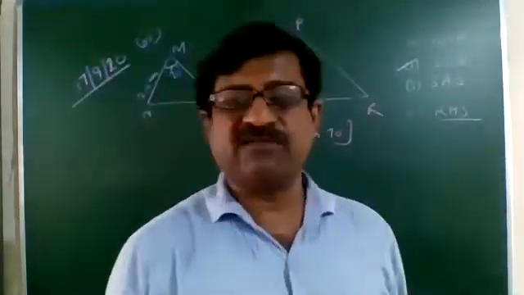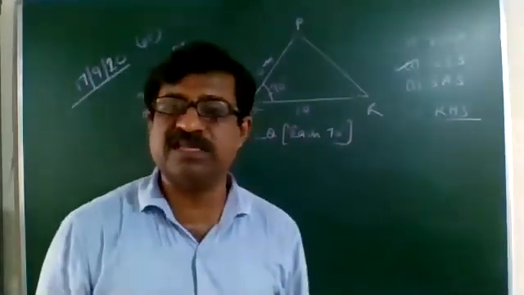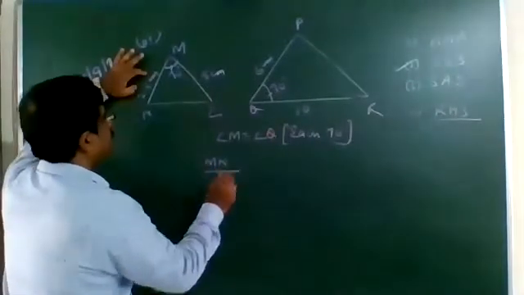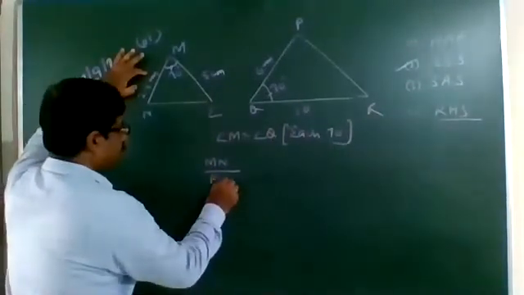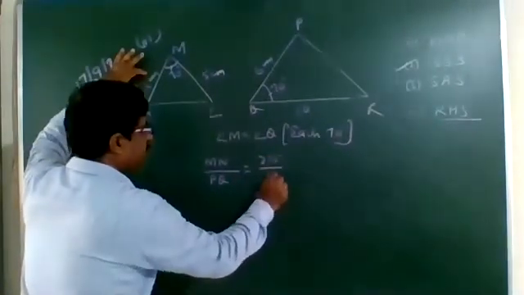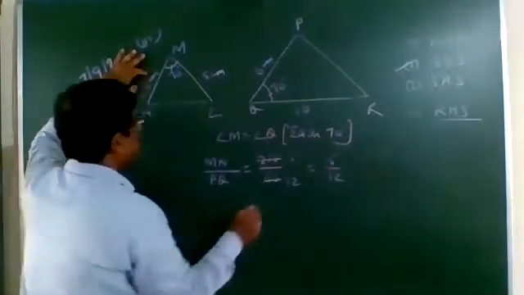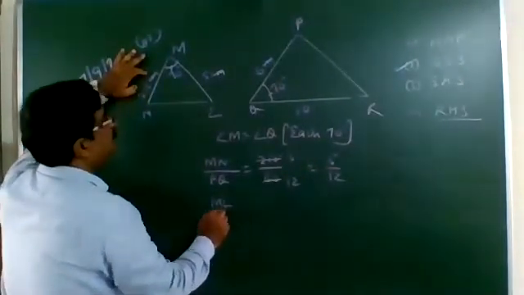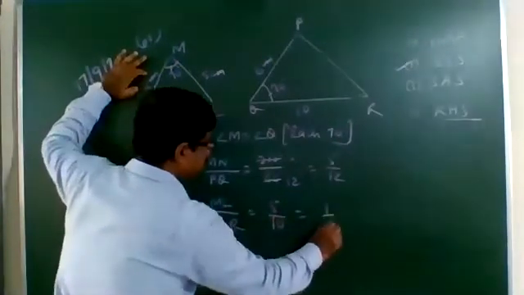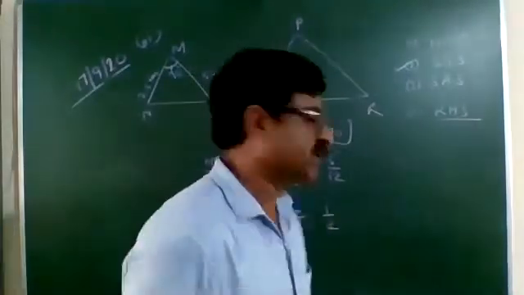Now, two of the sides of the first triangle as well as two of the sides of the second triangle are given. We try to find out whether their ratios are the same or not. If we take MN upon PQ, which is 2.5 upon 6, after removing the decimal we get 25 upon 60, which is 5 by 12. And ML upon QR is 5 by 10, that is 1 by 2. The ratios we haven't got equal.